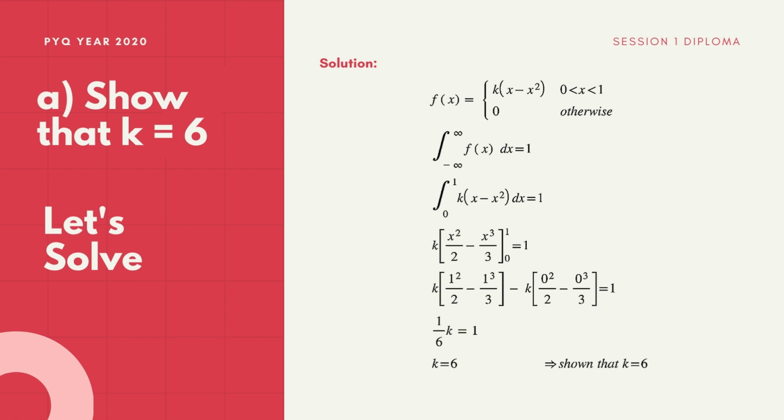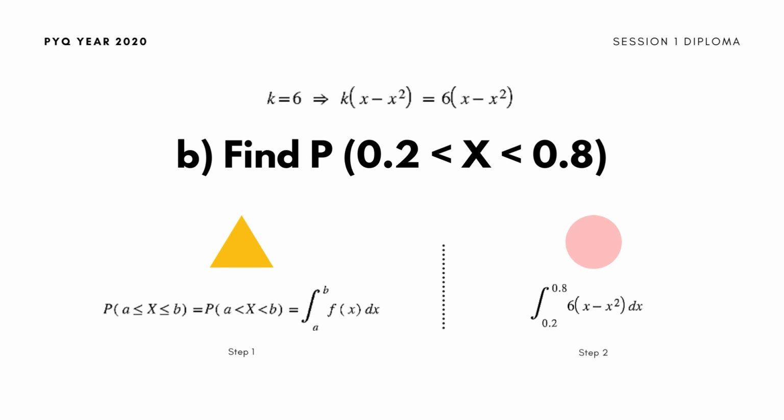Next to question B. The question asks us to find the probability of 0.2 less than x and x less than 0.8. Firstly, we need to know the formula needed to solve this type of question. What is the formula? The formula is the integral from a to b of f(x). Then the next step is inserting the given values of a and b, which are 0.2 and 0.8, and f(x) is 6, which is the value of k, open bracket x minus x squared close bracket dx. Then we are ready to solve the question.